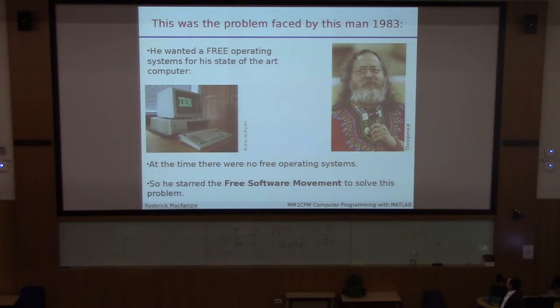So this man on the right looks a bit like a hippie, and that's because I guess he is. And he was faced with exactly the same problem in 1983. This man is a very famous man, and he's called Richard Stallman. He had an up-to-date, highly expensive computer at the time, and he didn't have an operating system for it.